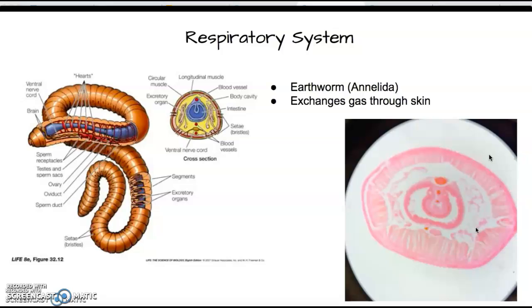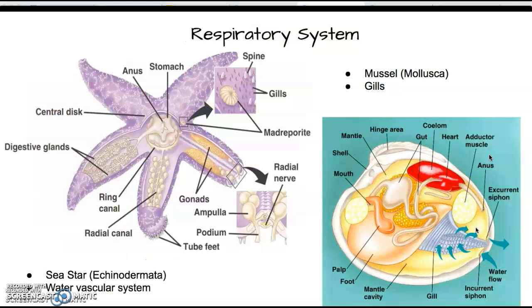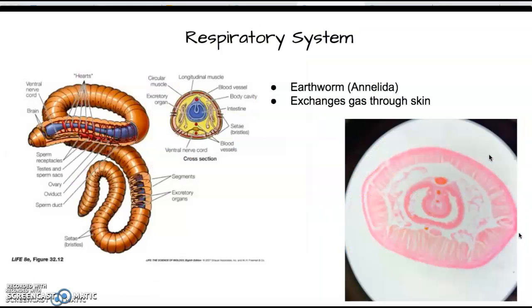So just to recap, sea stars use a water vascular system for their means of gas exchange. Mussels use gills to help with their gas exchange process, and earthworms go through the process of diffusion.